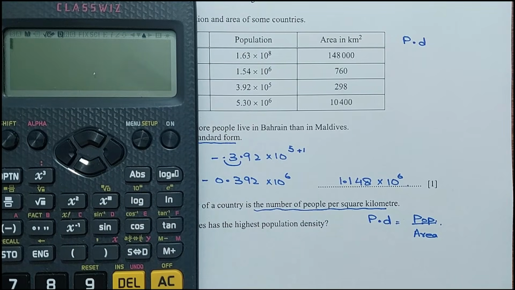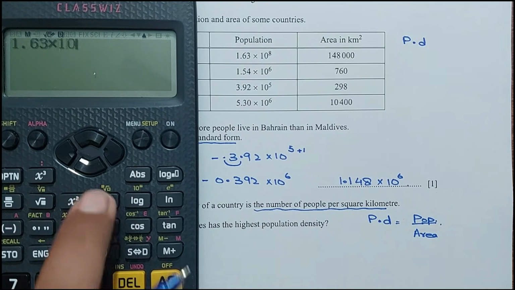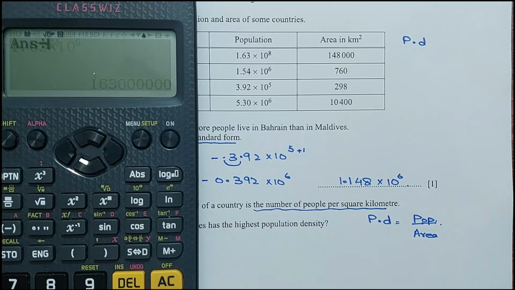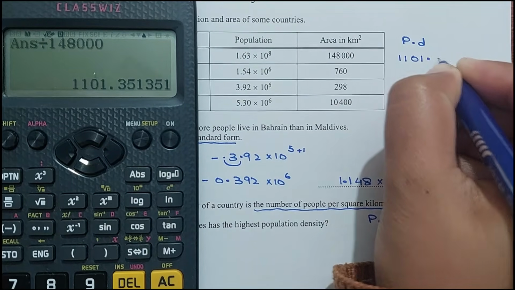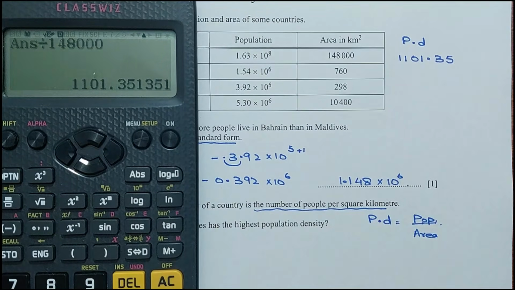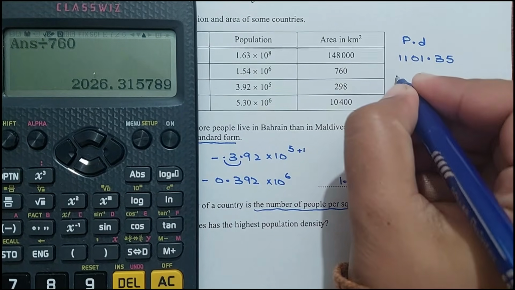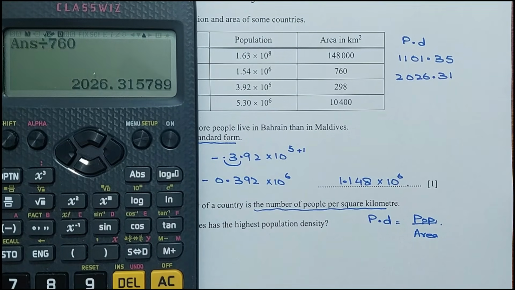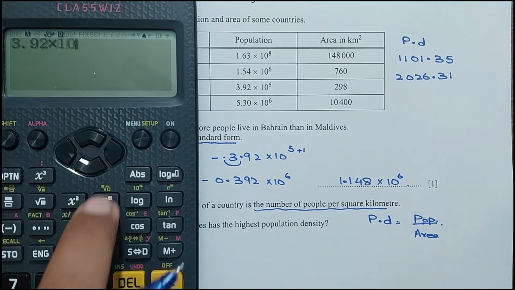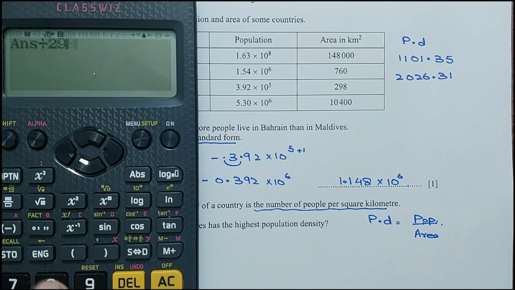Let's start with Bangladesh. 1.63 times 10 exponent 8 divided by 148,000 would be 1101.35. Then 1.54 times 10 to the exponent 6 divided by 760 would be 2026.31. Then 3.92 times 10 to the power 5 divided by 298.